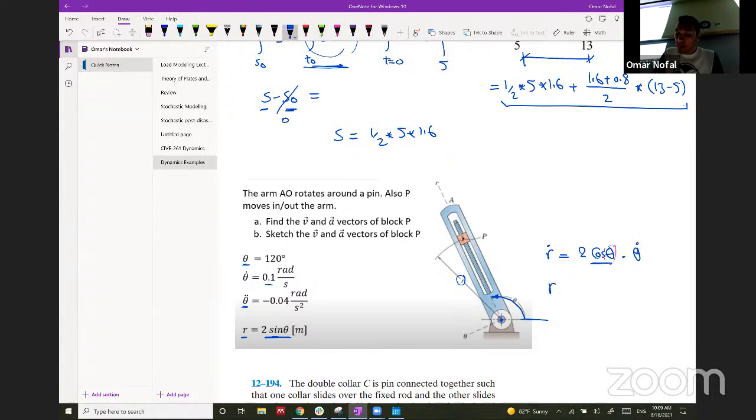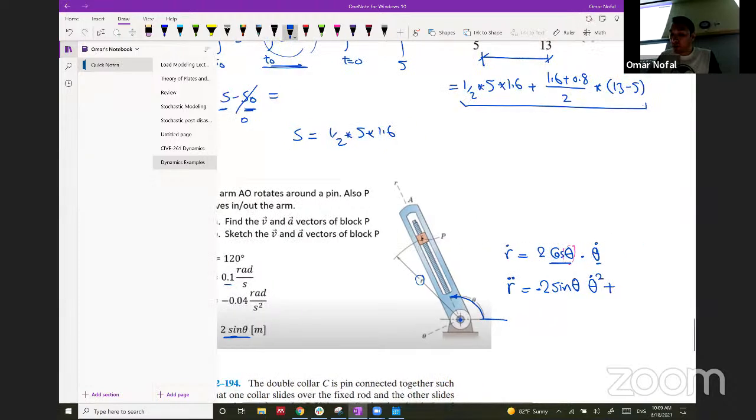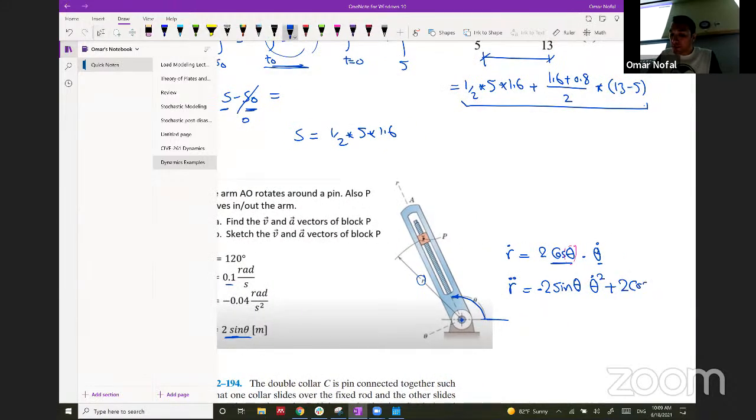And if you take the second derivative, you will have to differentiate this another time. It will give you 2 sine theta multiplied by the derivative of theta, so theta dot multiplied by another theta dot gives you theta dot squared, plus the derivative of the second term multiplied by the first term. So it will be 2 cosine theta, theta double dot.